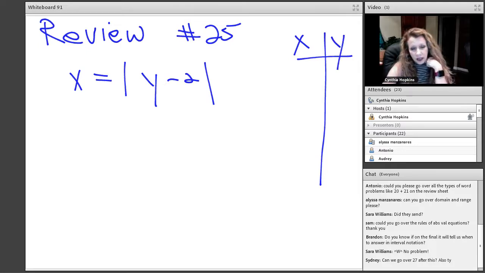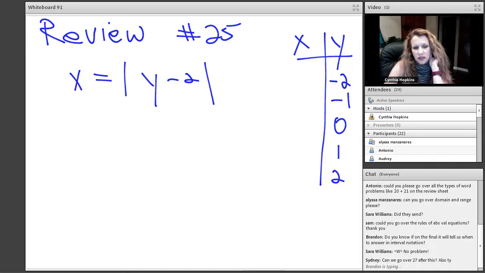And then I'm going to make an XY table and I'm going to plug in values for one of my variables. You want to plug in for the more complicated variable. So the y is inside the absolute value, so I definitely want to plug in for the y. I'm going to start with -2, -1, 0, 1, and 2. I'm doing that so that I have some negatives, 0, and some positives.